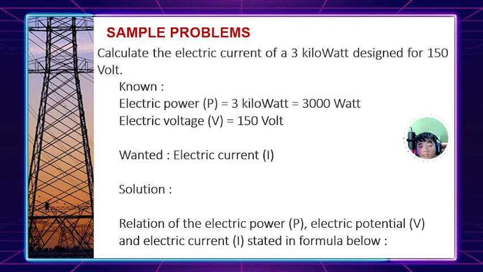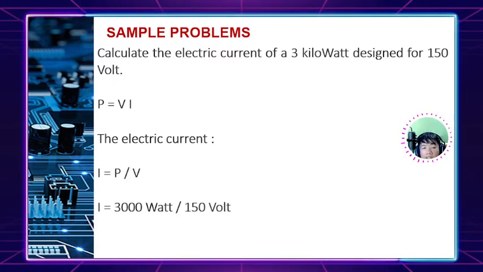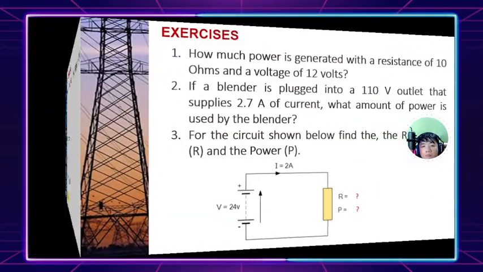So the solution is the relation of electric power, electric potential, and electric current, which is stipulated below. P equals voltage times current. The electric current I equals P over V. So for the actual value, I equals 3,000 watts over 150 volts, and you will get I equals 20 amperes. So that's the correct answer for this problem.